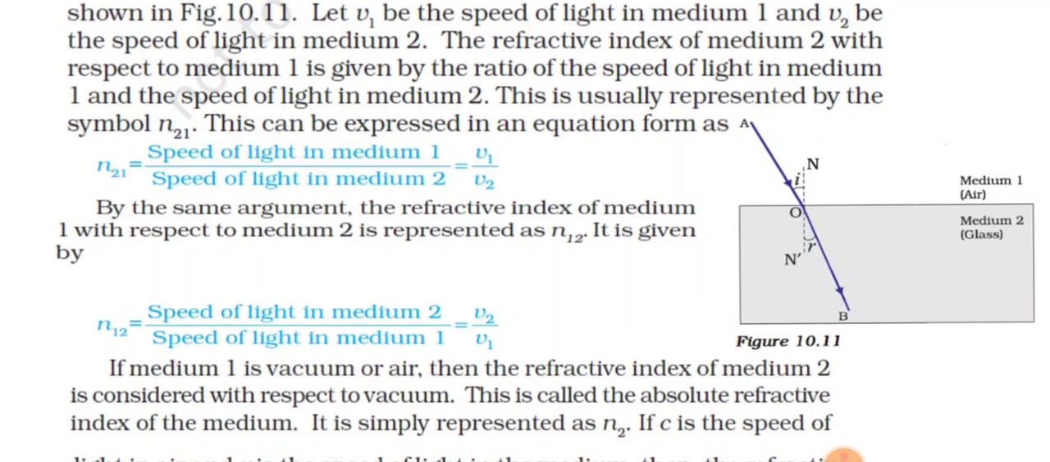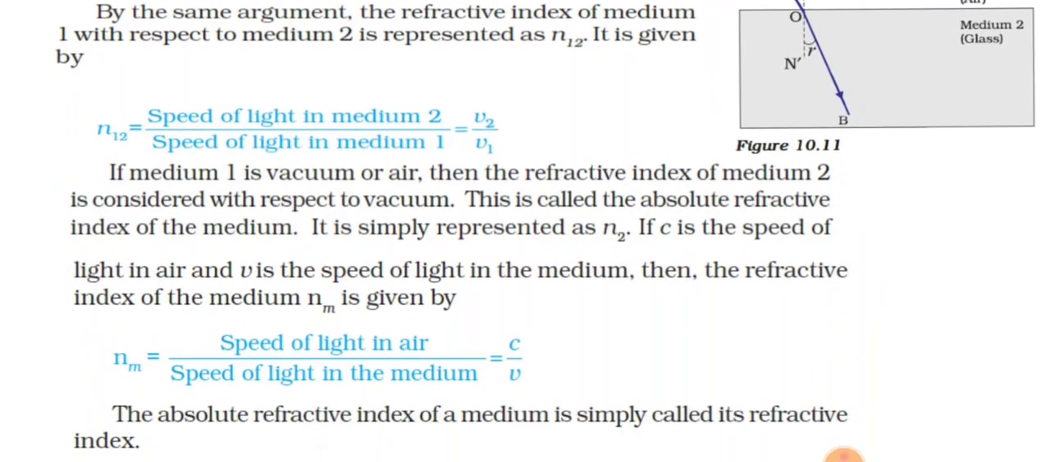This can be expressed in equation form as n21 is equal to speed of light in medium 1 upon speed of light in medium 2, that is v1 upon v2. By the same argument, the refractive index of medium 1 with respect to medium 2 is represented as n12. It is given by n12 equal to speed of light in medium 2 upon speed of light in medium 1, that is v2 upon v1.